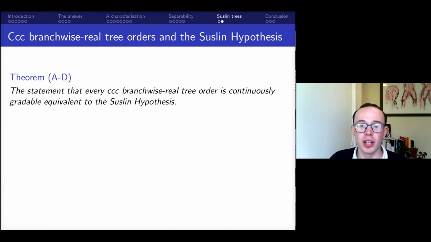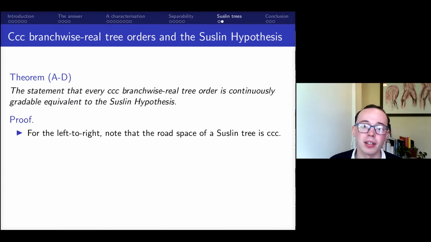Okay, so here's the result. The statement that every CCC branchwise-real tree order is continuously gradable is equivalent to the Suslin hypothesis. So we have this nice independence result. Does CCC-ness imply continuous gradability? Well, that depends on the Suslin hypothesis. And here's how we do it.